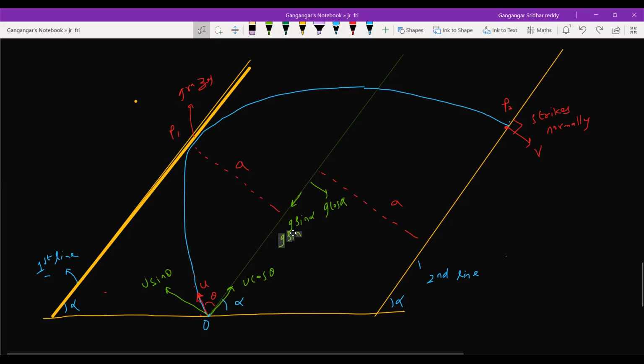Sir, just a small doubt. You said that the projectile must graze one surface and hit the other surface perpendicularly, right? But doesn't the angle theta plus alpha, could it be acute also, sir? Theta plus alpha more than 90, you mean to say?